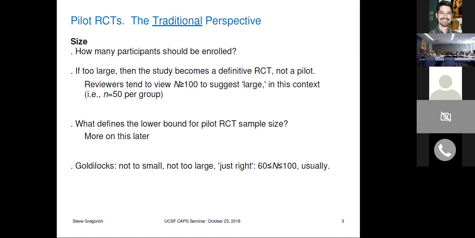And you just had to thread some kind of a line in this Goldilocksian world. And usually what people ended up with, in my experience, is less than 100, but more than 60. And so we're in there somewhere. And this was largely to make sure that it was not considered too small and not considered a definitive trial. Because if you said my pilot sample's going to be 150 people, a reviewer for sure is going to say it's a definitive trial. And you wouldn't get funded.